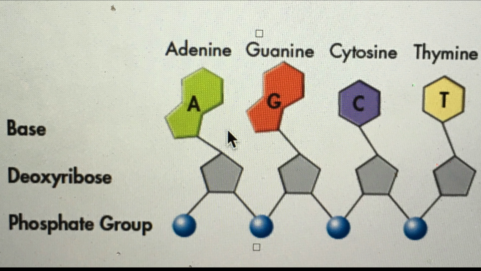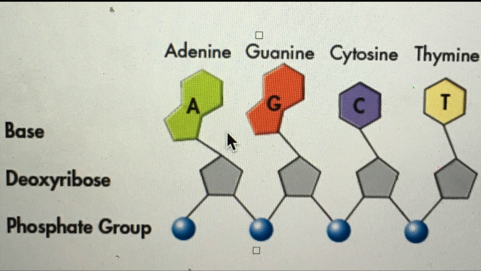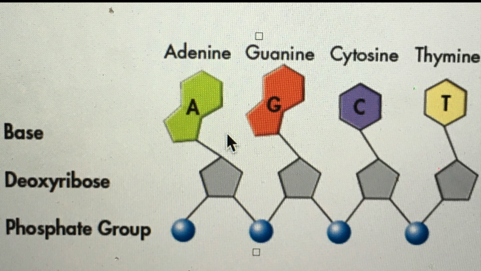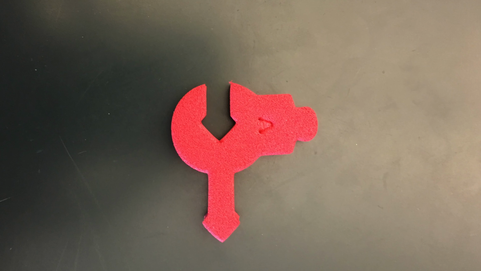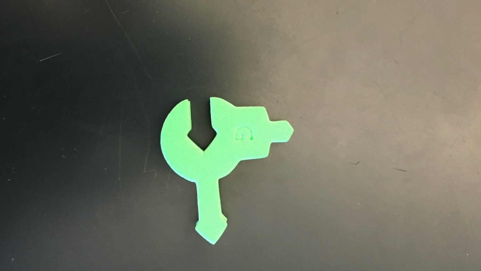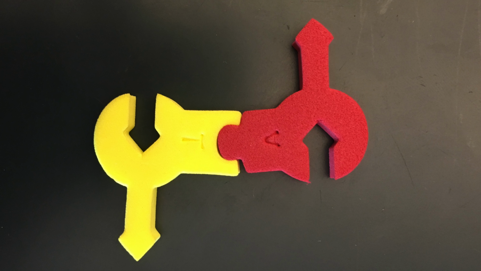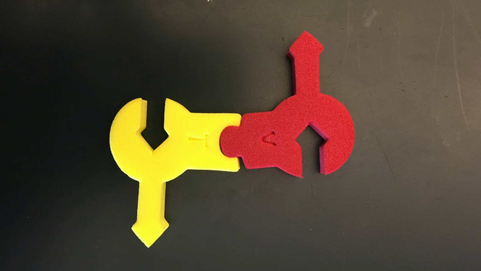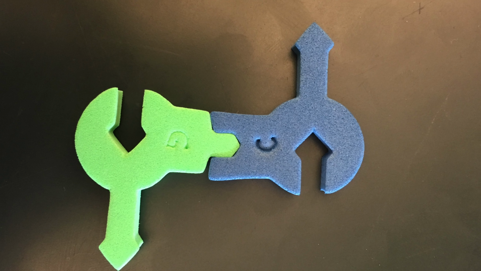DNA's nucleotides are made up of 3 basic components: a 5-carbon sugar called deoxyribose, a phosphate group, and a nitrogenous base. DNA has 4 kinds of nitrogenous bases: adenine, thymine, guanine, cytosine. Thymine can pair with adenine. Guanine can pair with cytosine.